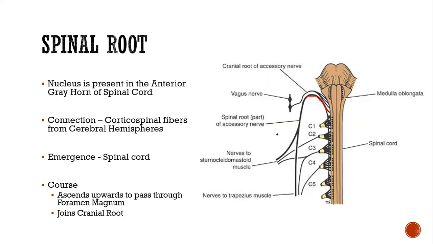And then it ascends upward, because obviously the nuclei are present at the level of the spinal cord while the cranial part is present at the level of the medulla oblongata. So this ascends upward, through the foramen magnum, and joins the cranial root, and then it becomes one nerve. The rest of the course is exactly the same as studied in the cranial root.